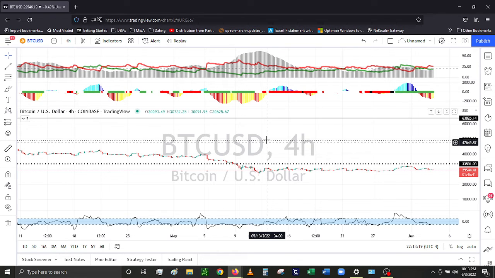But it's at a good spot. It should make a move pretty soon. What I'm noticing is that price is kind of the lowest it's been in a long while. It broke support, these two battle zones here.